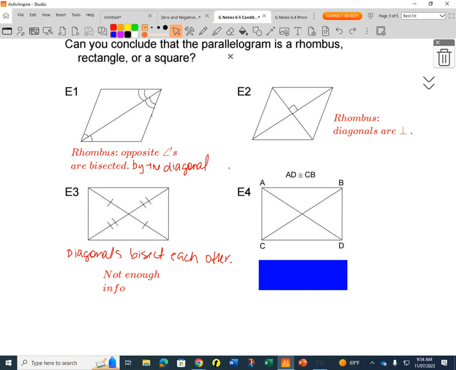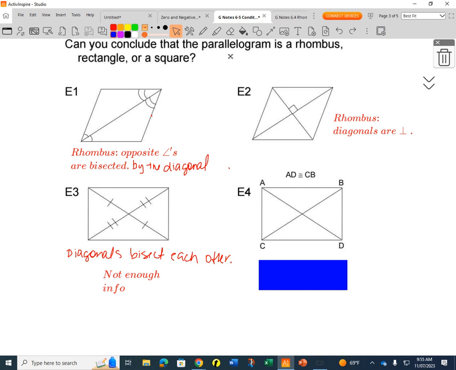What does the statement right above that figure say, Caleb? AD is congruent to CB. So what is AD? What is CB? They're diagonals, right? So they're saying that the diagonals are congruent. So in what parallelogram do we know that the diagonals are congruent? Rectangle. We know a rectangle and a square, right?